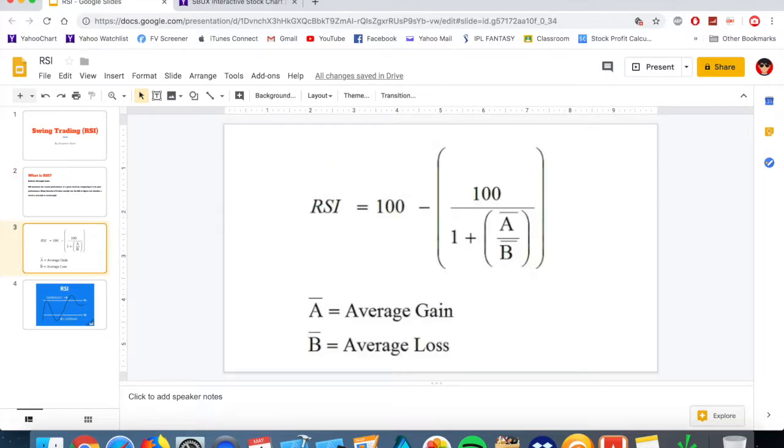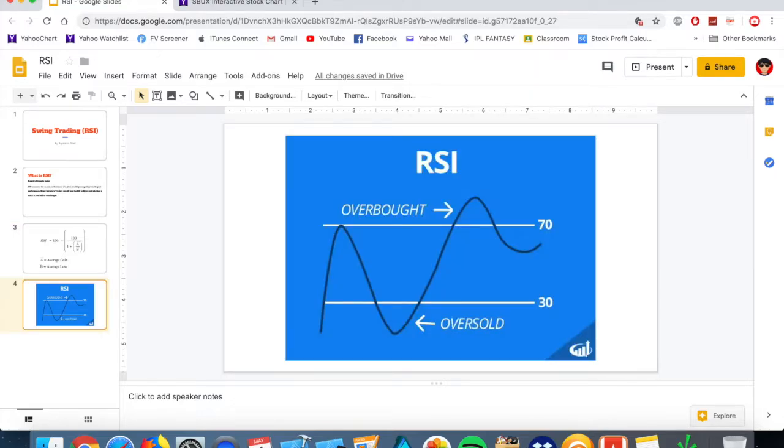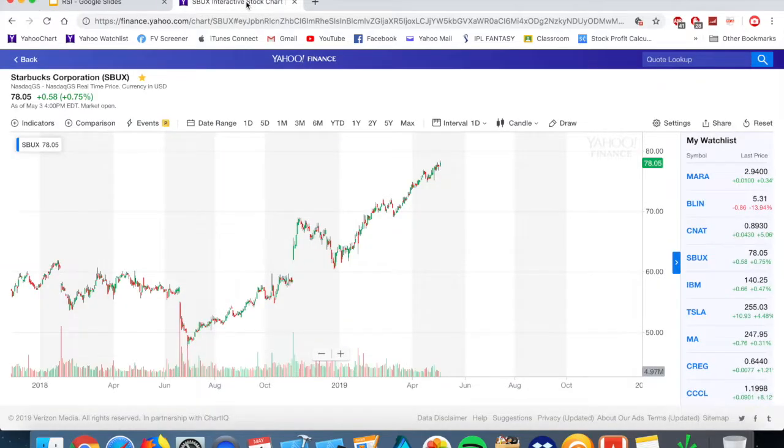The way it's calculated is you get the average gain of a stock on its green days within a period, and then you get the average loss on red days in that period, and then you plug it into this equation where you actually end up with a number. That number is from 0 to 100, and what most people use is if the number is below 30, then a stock's considered oversold, and if the number is over 70, then the stock's considered overbought. So now let's get to a real example and see how it can be applicable.